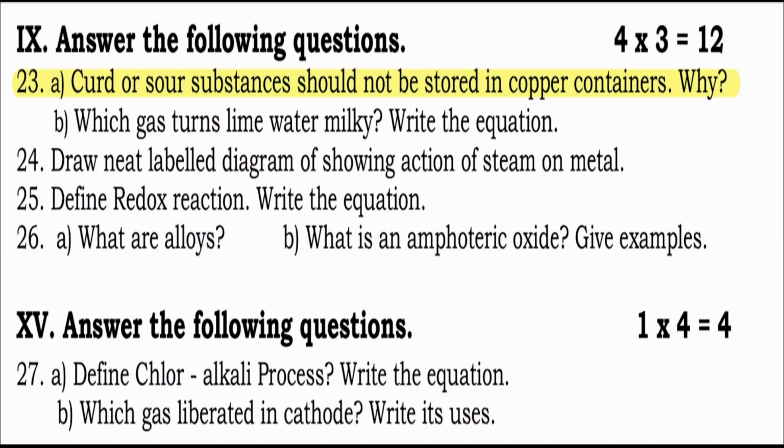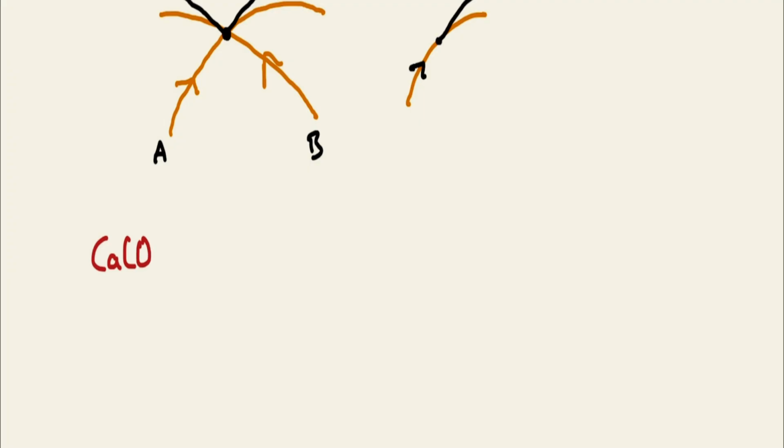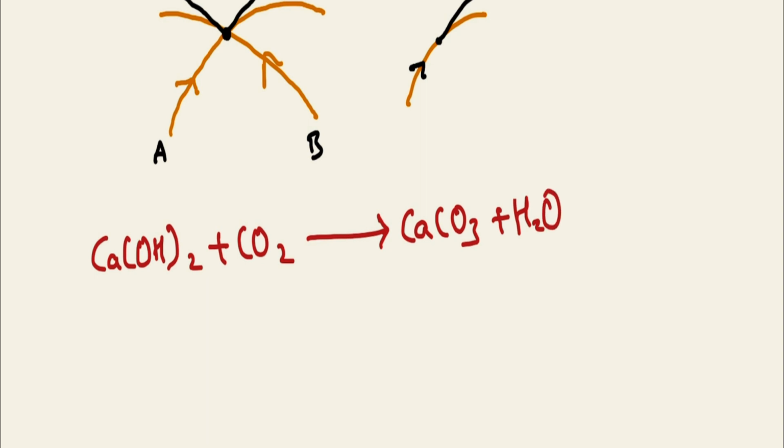The acid in curd or sour foods can react with copper, leading to the formation of harmful copper salts and causing potential toxicity. Which gas turns lime water milky? Write the equation. The gas that turns lime water milky is carbon dioxide. Okay, CO2 turns lime water milky, and the equation is Ca(OH)2 plus CO2 gives rise to CaCO3 plus H2O. Calcium hydroxide reacts with carbon dioxide and it will give us calcium carbonate plus water.